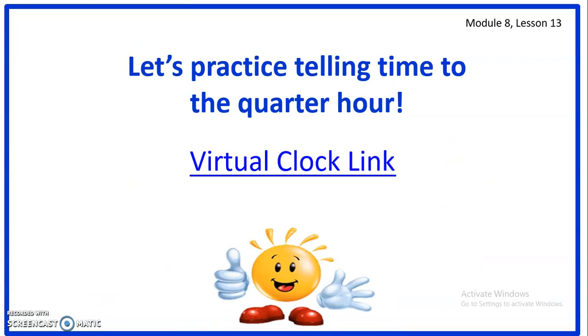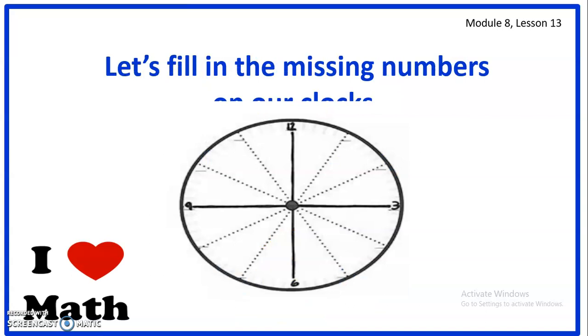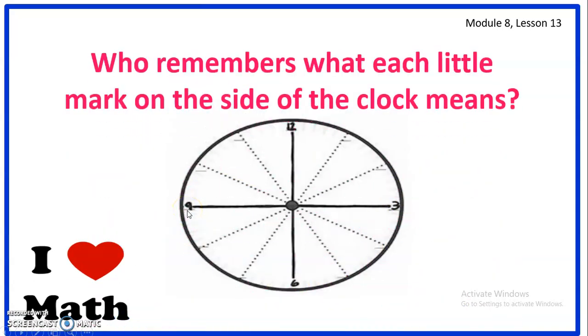So we're going to practice telling time using a quarter. This is a summary of what we just did. First quarter is at 3, the second quarter, also known as half past. And this is the third quarter, which is also known as quarter to. This is quarter past, half past, and quarter to.